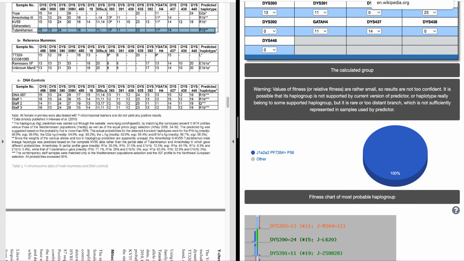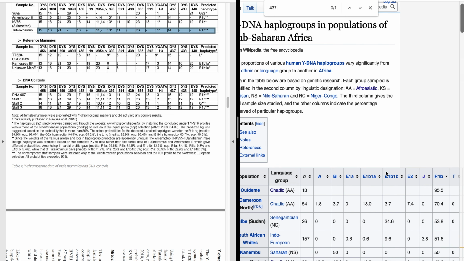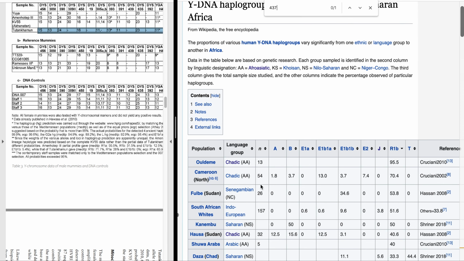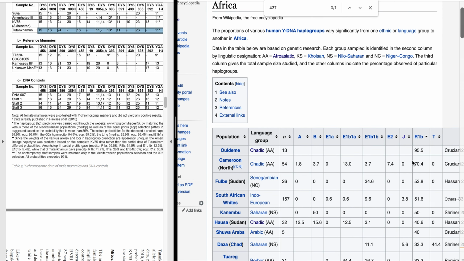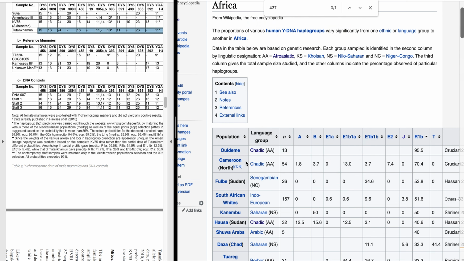As far as using the haplogroups, but just know the R1b is found in Africa. There's a concept that it's a European haplogroup. It's not found in Africa. It is found in Africa. It's found in Central Africa amongst the Chad. I've also seen that it's found in Cameroon. Let me move this for y'all so y'all can see it. It's found in Cameroon, which I'm guessing is Chadic, the language groups.